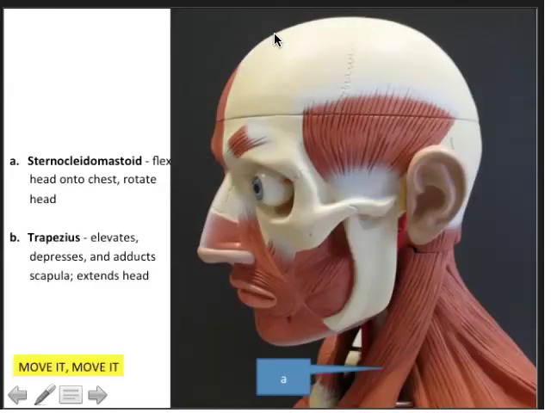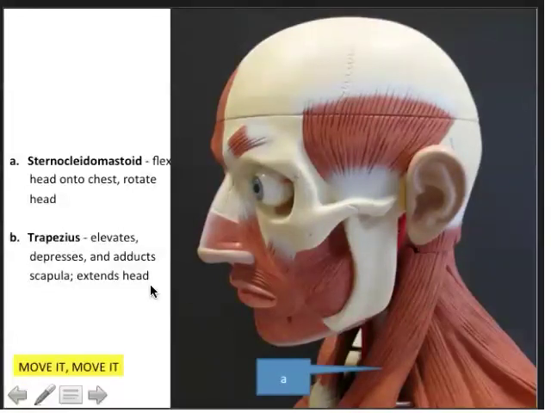The sternocleidomastoid is shown here, and it flexes the head onto the chest, and it rotates the head. And again, it inserts onto the mastoid process of the temporal bone behind the ear, the clavicle, basically the collarbone, and the upper portion of the sternum. So it flexes the head onto the chest, and it rotates the head if only one or the other sternocleidomastoid contracts. This is a paired muscle. There's one on the left-hand side of the head and one on the right-hand side.